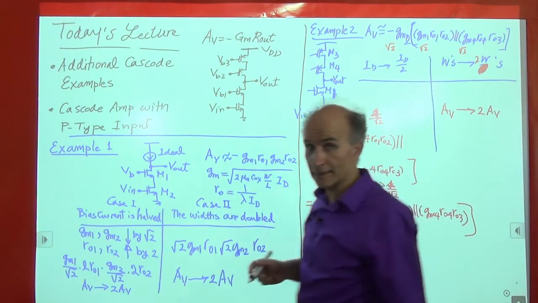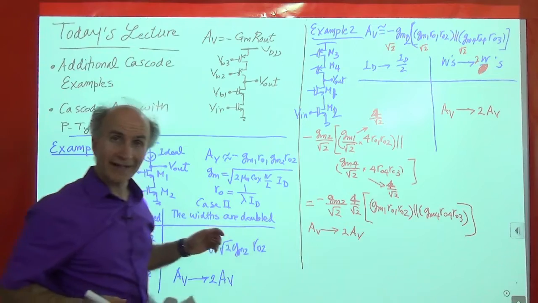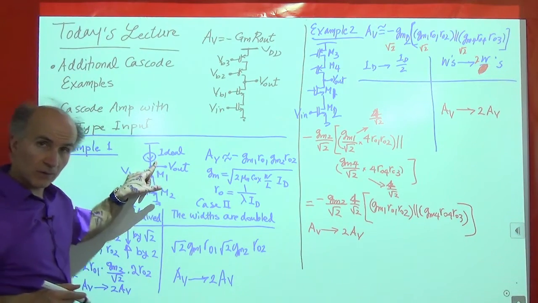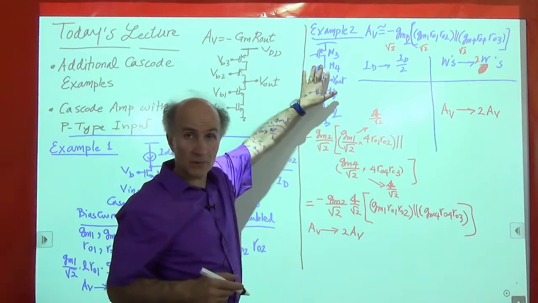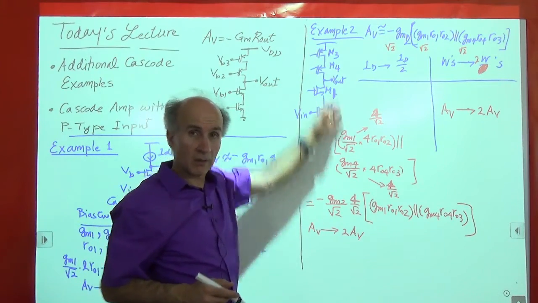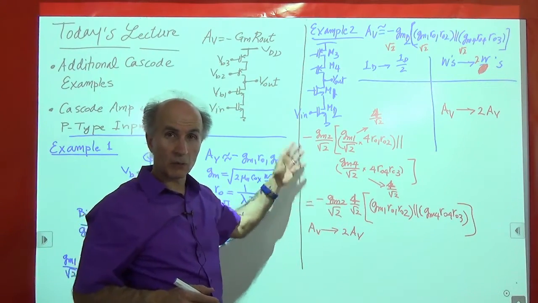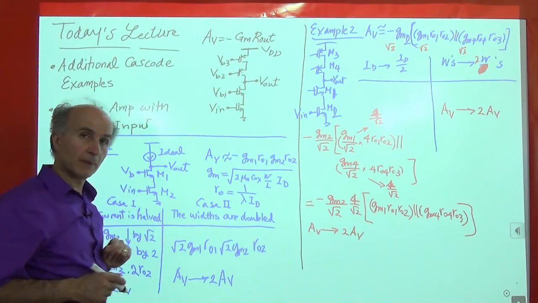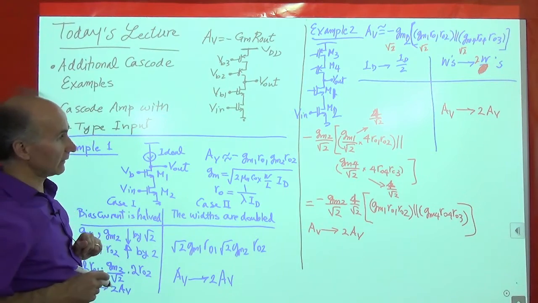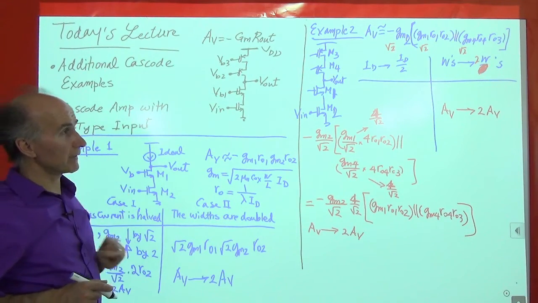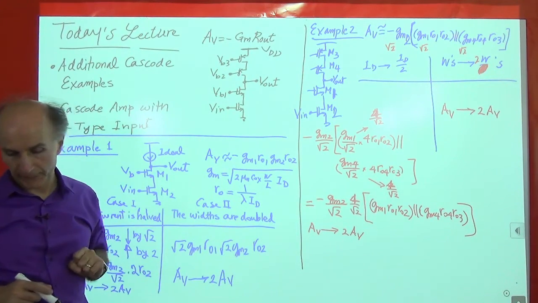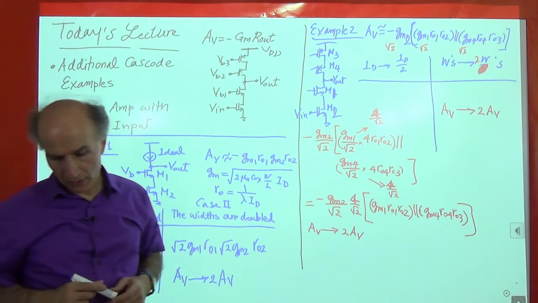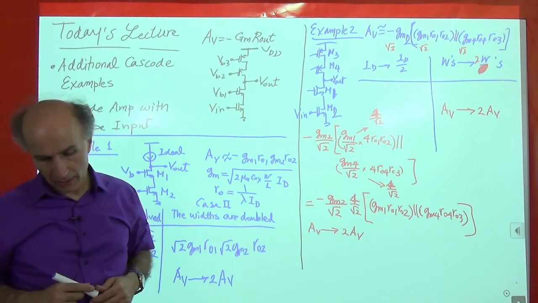So again, it has the same behavior as the more idealized cascode amplifier. So whether this is an ideal current source or it's a cascode current source, as long as we change all of the W's together, the overall voltage gain changes by a factor of 2. All right, so that gives us some better understanding of this topology. Okay, so let's now look at another example.